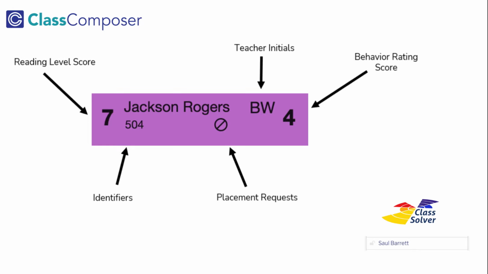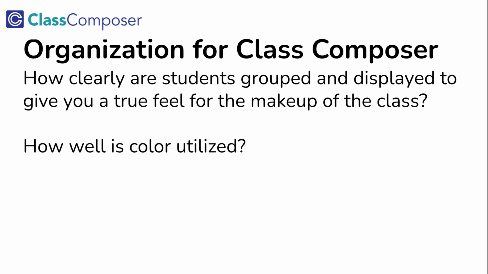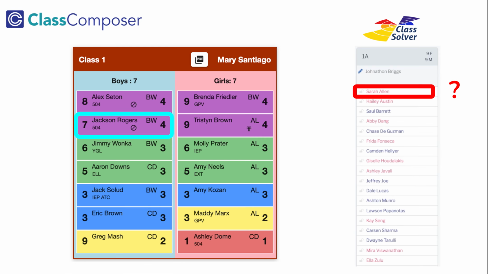Academic performance scores, behavior rating scores, identifiers, previous year teacher, and placement requests like student separations are all shown by default. Now let's take a look to see how students are organized and how color is used in Class Composer. Students are vertically ordered and grouped from highest to lowest academic performance, followed by students with lower challenging behavior. Color-coded bands quickly highlight these key metrics, while blue and pink column backgrounds indicate gender.